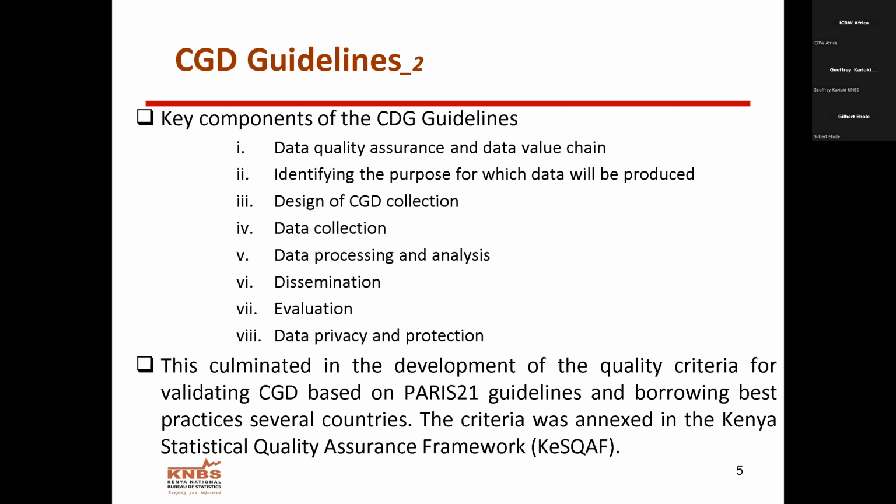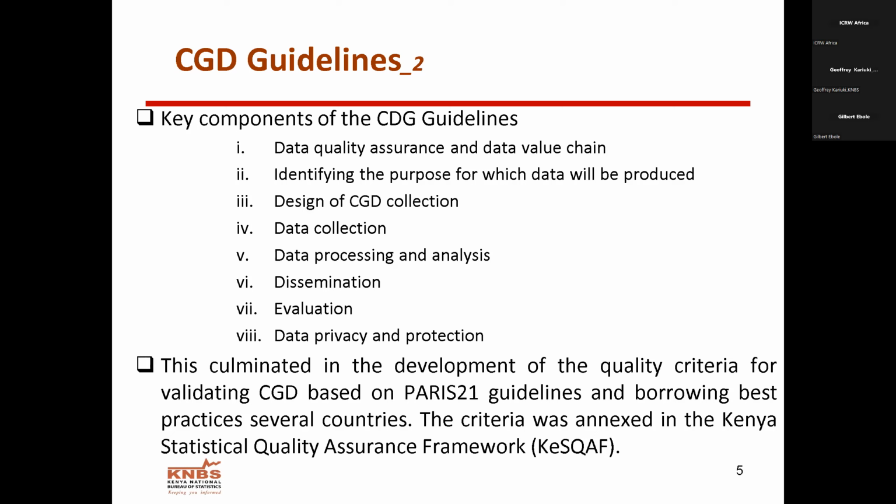So we came up with the data quality assurance and the data value chain, identify the purpose of which that data is produced so that you can target the people that you want to talk about, how to design a CGD collection, how to process your data, how to analyze, how to disseminate. And a big part of that, which is very crucial and was missing, is evaluation. You need to do evaluation after you disseminate the data on the impact of your data. And an area that is very key for us, data privacy and protection, especially when we're having the data that can identify persons. It's very good to have a framework of how you have data protection and data privacy in line with the Data Protection Act 2019. So we developed that document.